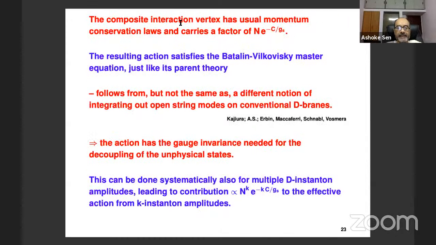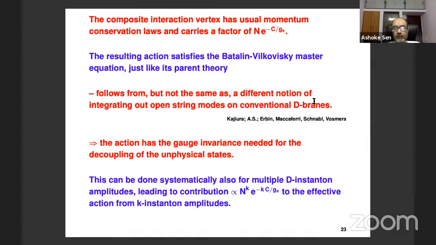So the composite interaction vertex has the usual momentum conservation laws, and it also carries a factor of n to the minus c over g_s. So this now you can think of as a factor associated with the interaction vertex. And with some effort, one can show that the resulting action satisfies the Batalin-Vilkovisky master equation, just like its parent theory. And I should just add that it follows from, but is not the same as, a different notion of integrating out open string modes on conventional D-branes.